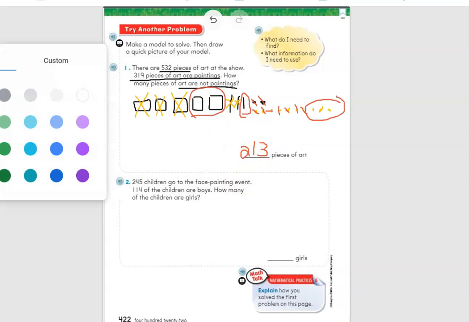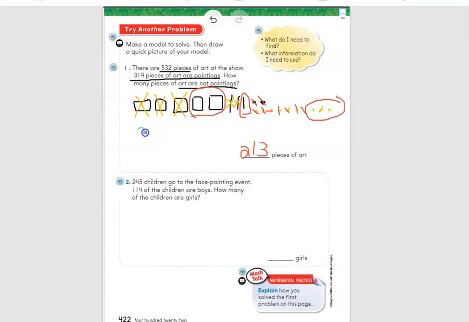But what did Miss GW tell you to do after that? We need to check our work. So in the same workspace, you're going to say 213 plus 319, right? Because that's the number we subtracted, plus 319. And what should our sum be? When we check our work, the sum should end up being this right here, the total amount that we started off with, that 532.